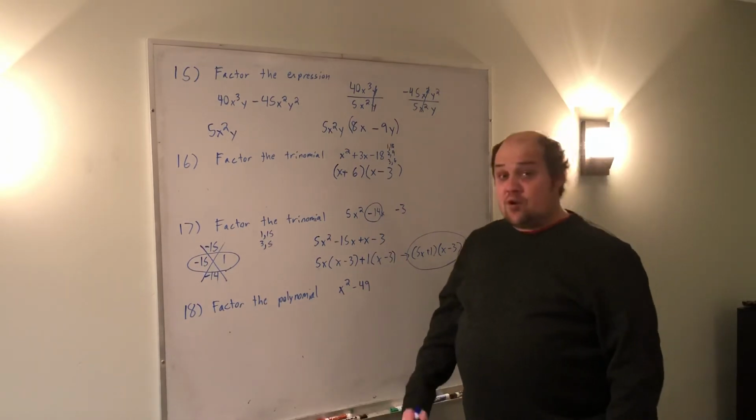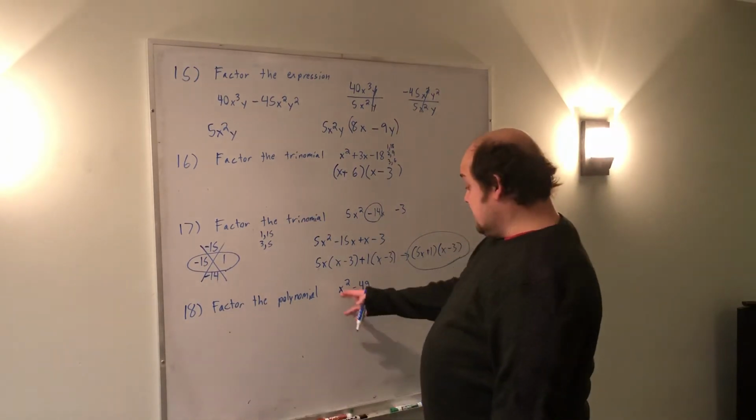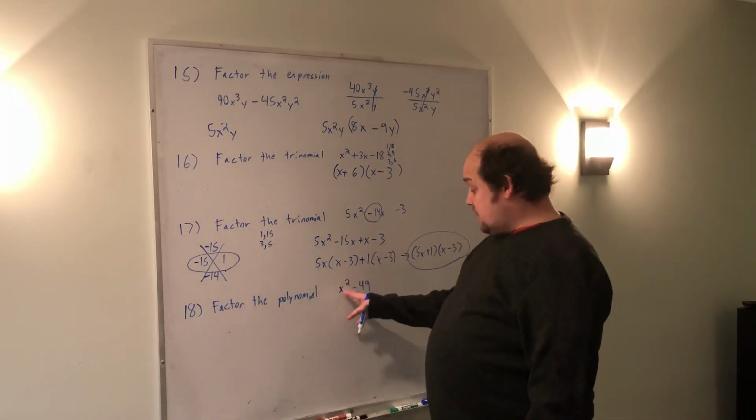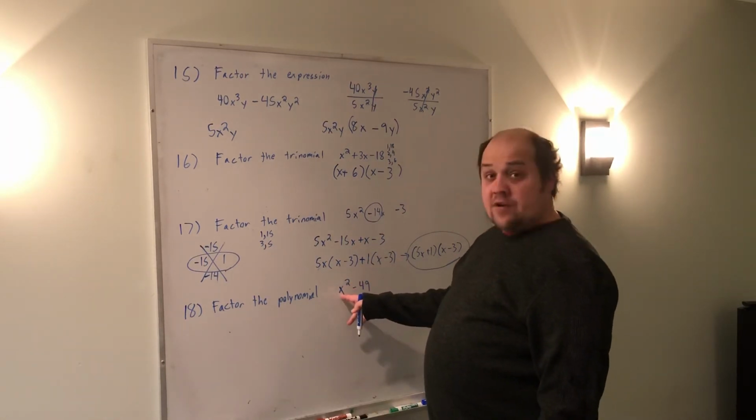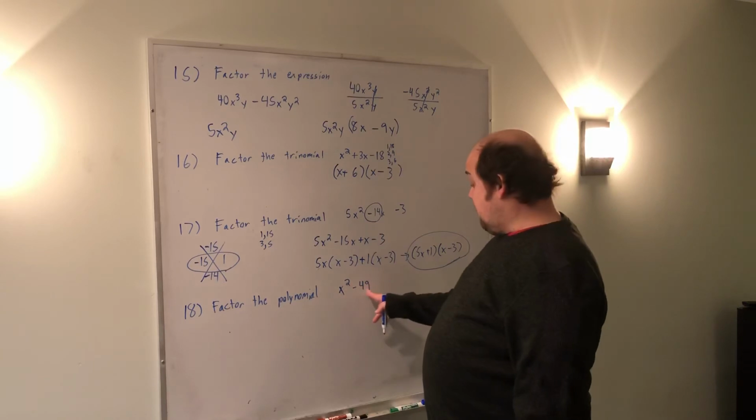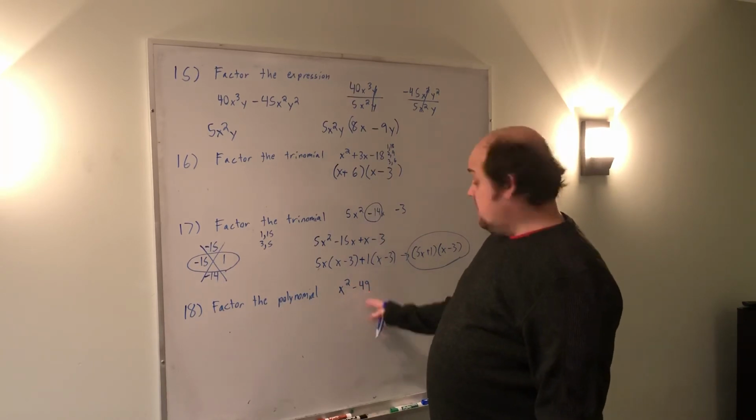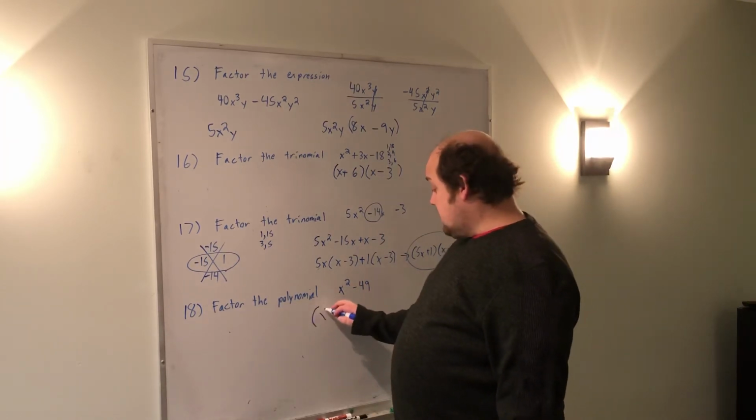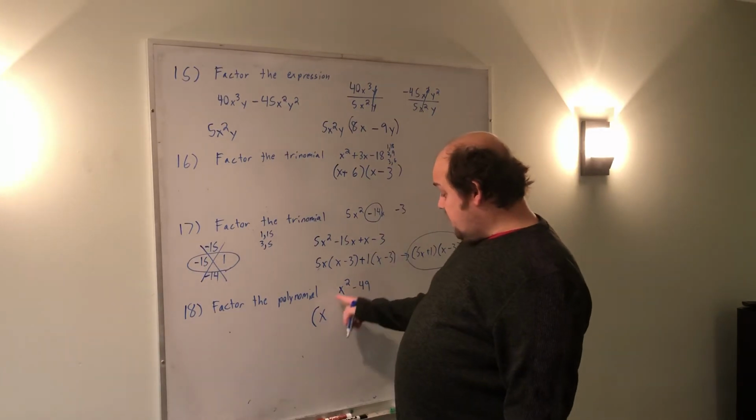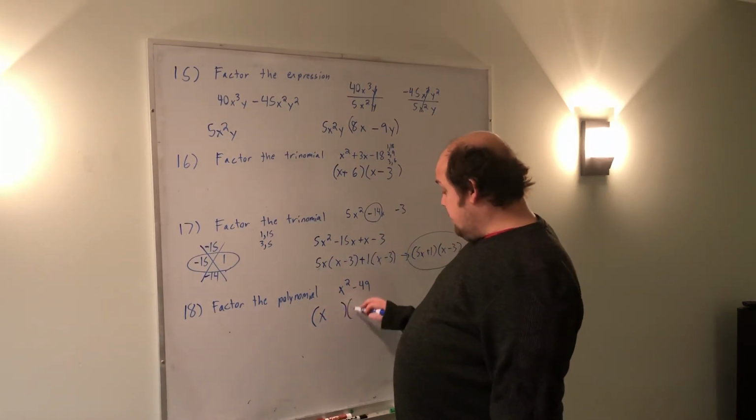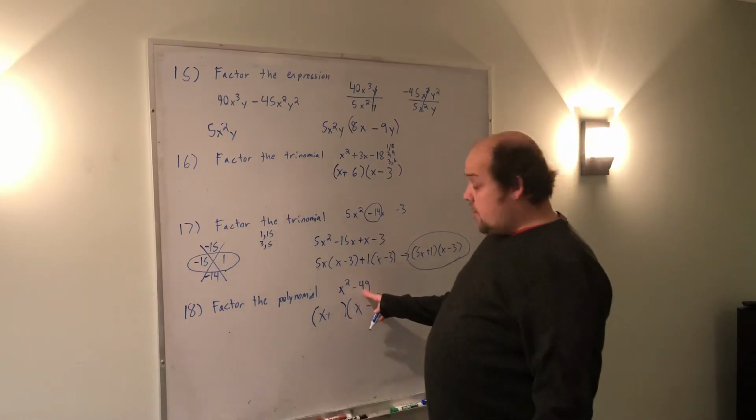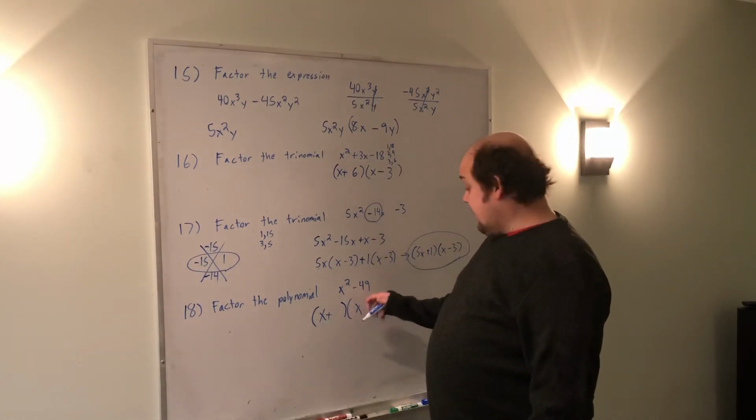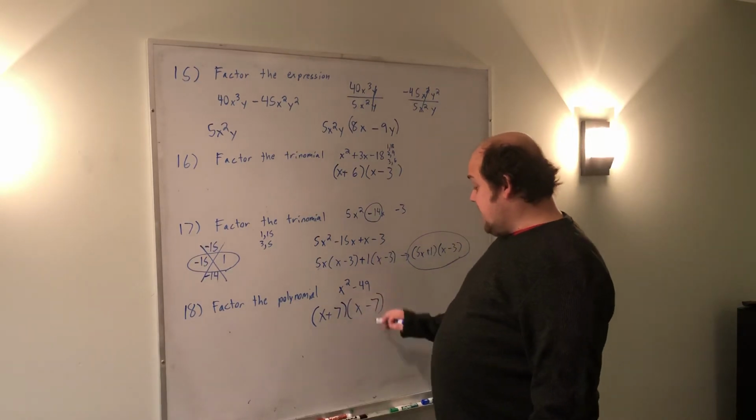Number 18 is real quick if you remember the rule. This is a difference of squares. X squared minus 49. Here, x squared is x times itself. Here, 49 is 7 times 7. So this just factors. The square root of the first term, square root of x squared, is x. Put that in first position. Have one positive, one negative. Square root of the second term is 7. So x plus 7, x minus 7.